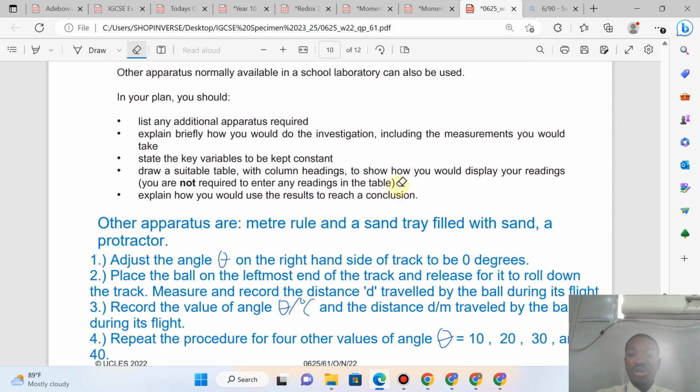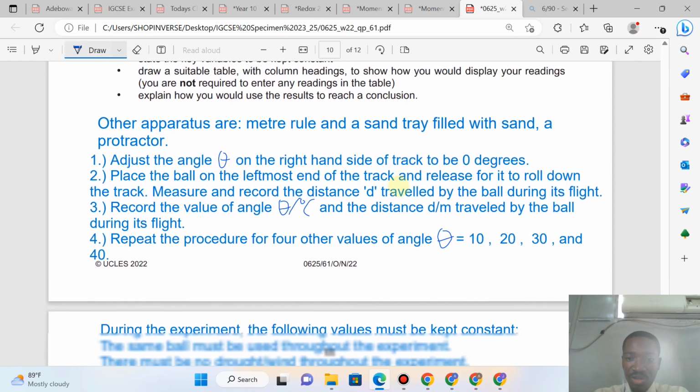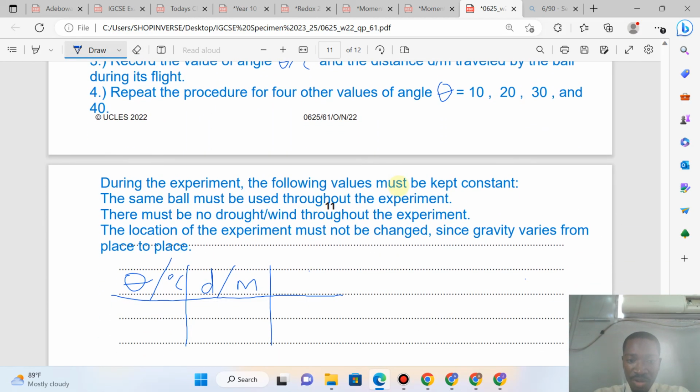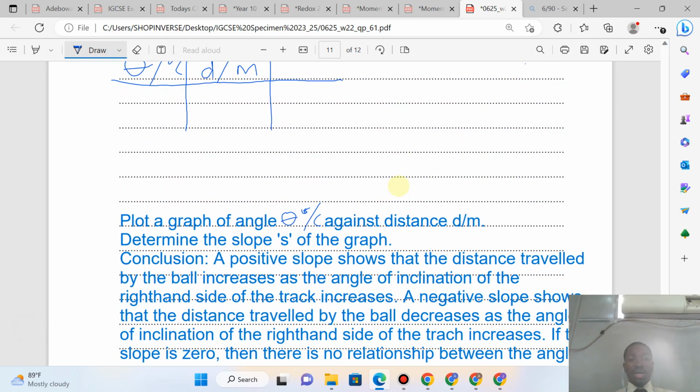What else? The next thing, explain how you use the results to reach a conclusion. So how you use these results to reach a conclusion? The first thing you do, you have to plot a graph. So from your table, you plot a graph of angle theta in degrees Celsius against distance in meter. So now you determine the slope of the graph.